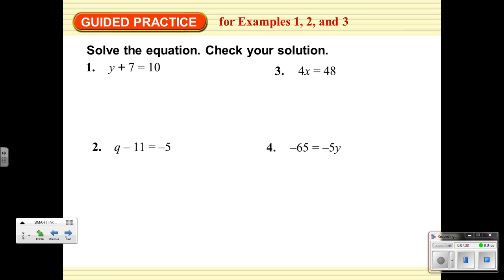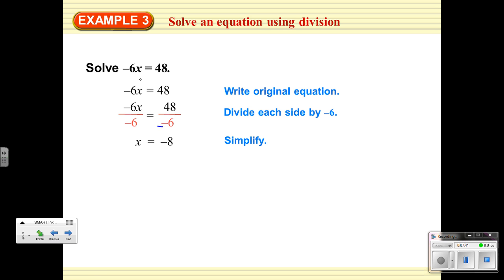And we want to always check. I did not check. So I'm going to plug it back in. -6 times -8 equals positive 48. That's a question. Does it equal? -6 times -8 is positive 48, and it does equal 48.